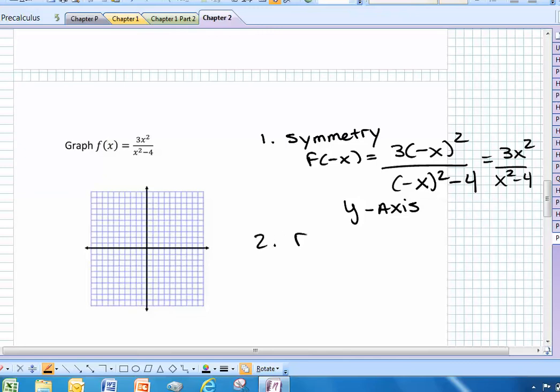Second, find the y-intercept. So I put 0 in for x.